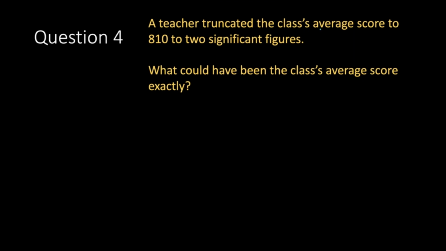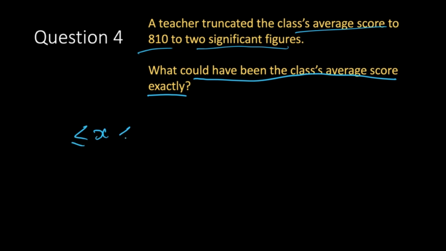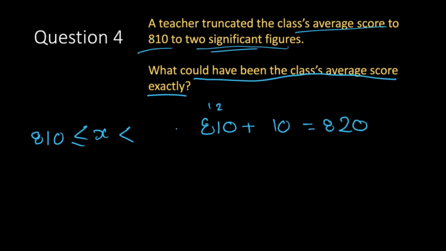A teacher truncated the class's average score to 810 to two significant figures. What could have been the class's average score exactly? Plot your range, x, and then the greater or equal to sign, and then the less than sign. I keep forgetting what these are called. So then you put the initial number, the truncated number, sorry, 810, and then you add the unit. In this case, the unit is to two significant figures, so 8, 1, 0 means that the unit is 10. So 810 plus 10, so then this would be 820.